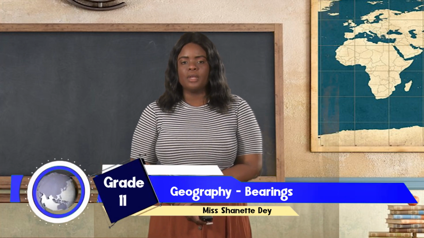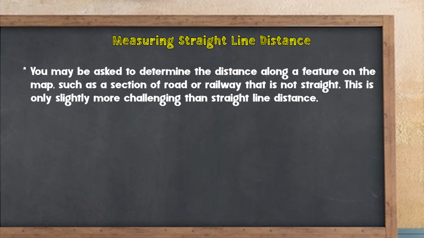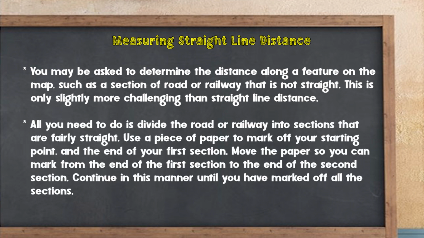Distance along a road, railway, etc. Now you may be asked to determine the distance along a feature on the map, such as a section of road or railway, which is not straight. This is only slightly more challenging than straight line distance. All you need to do this is divide the road or railway into sections which are fairly straight.